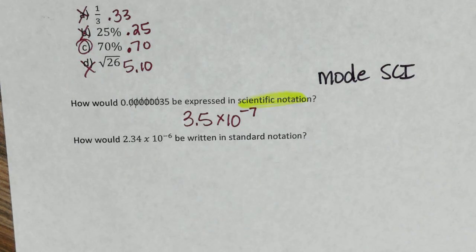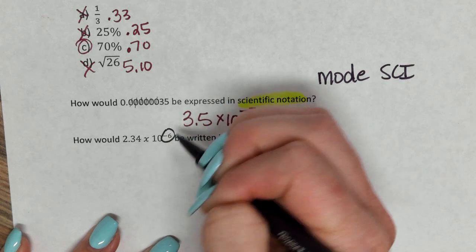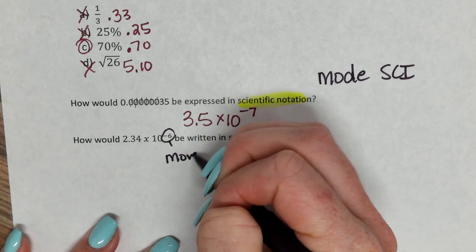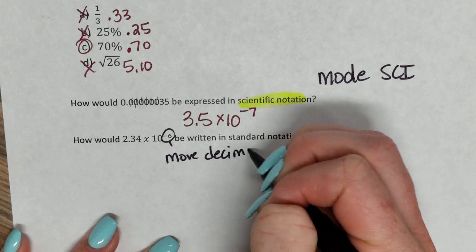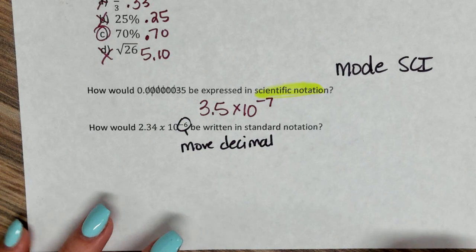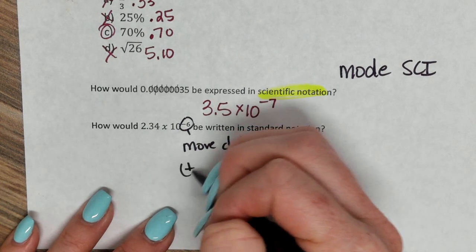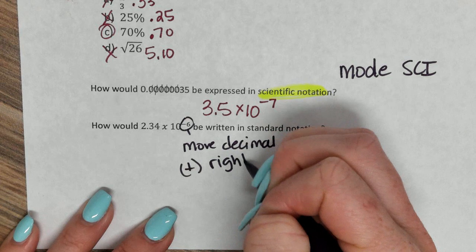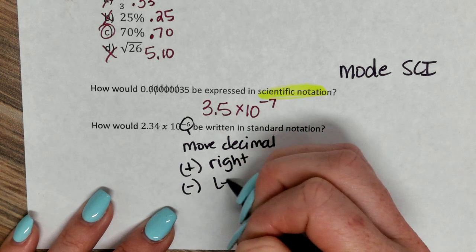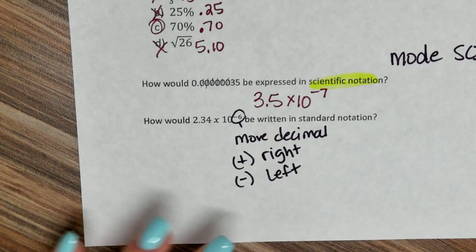So what I do is I look at the exponent. That's how many times I move the decimal. If it's positive, I move it right. If it's negative, where do I move it? Left.